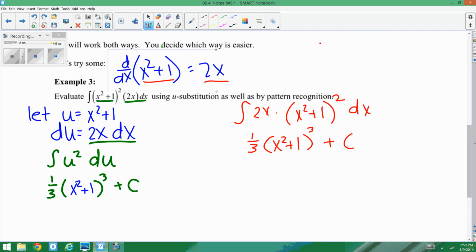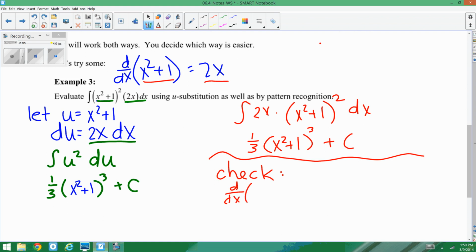All right, and sometimes, if you're just beginning, you might want to check it. This isn't something you have to do. But let's take the derivative of this: 1/3 times x squared plus 1 cubed plus c. All right, use the power rule here. 3 times 1/3, that's just 1, times x squared plus 1 squared times the derivative of the inside. All right, and the plus c, the derivative of that is 0. That's exactly what we started with.